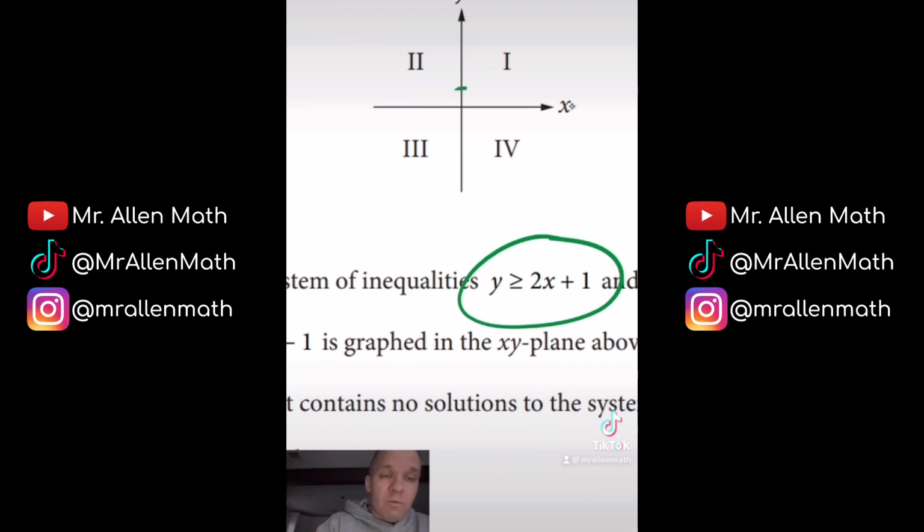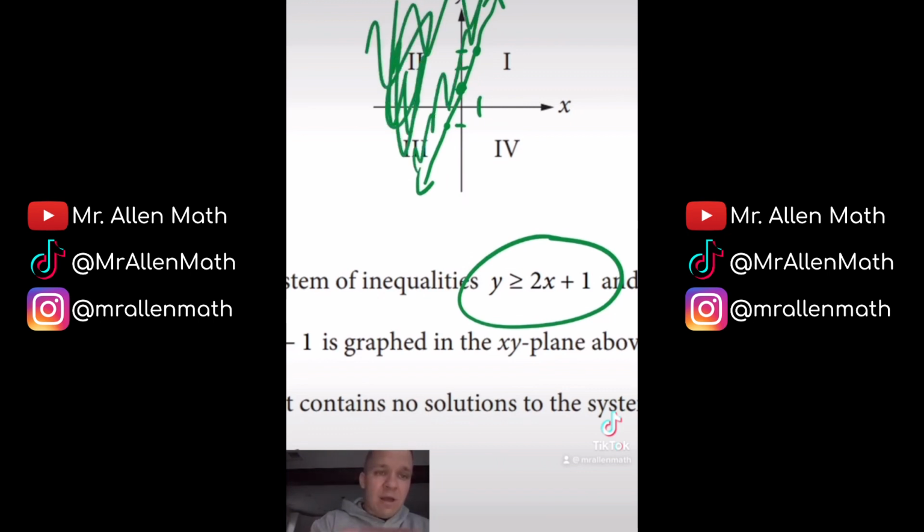Here I'm going to start up at 1. There's my y-intercept, and I'm going to go up 2 and over 1. That'll be my next point. I can also go down 2 and to the left 1, which would give me another point, and then I'll go ahead and connect this with a solid line best I can. And since it's greater than, that means I'm shading above the line. So right now, I'm in quadrant 1, 2, and 3, but I'm not in quadrant 4.